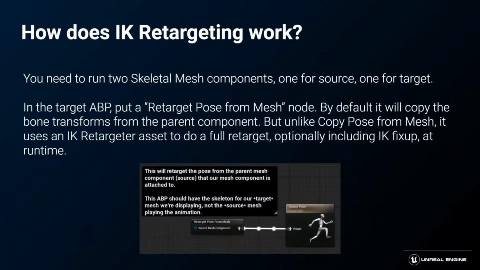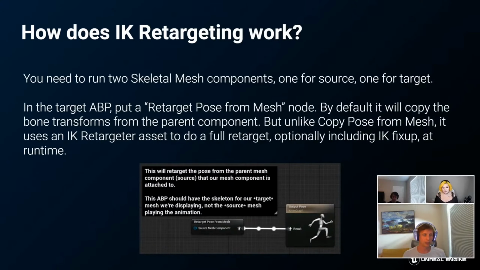At a high level, how does this thing work? It's exactly like Copy Pose from Mesh. We deliberately designed it to work under the same paradigm, so that if you know how Copy Pose from Mesh works, you now have Retarget Pose from Mesh. Whereas before you would make a Copy Pose from Mesh node, now you make a Retarget Pose from Mesh node. It's exactly the same, and you copy from a source mesh component. The only difference is that this node doesn't make any assumptions about your source skeleton. You need to tell it how your source and your target relate to each other. And the way you do that is through an IK Retarget asset.